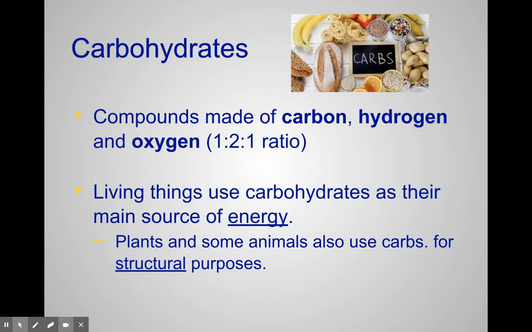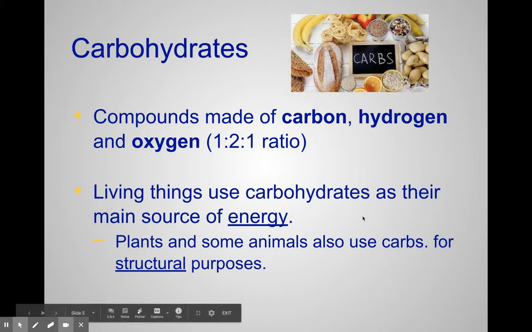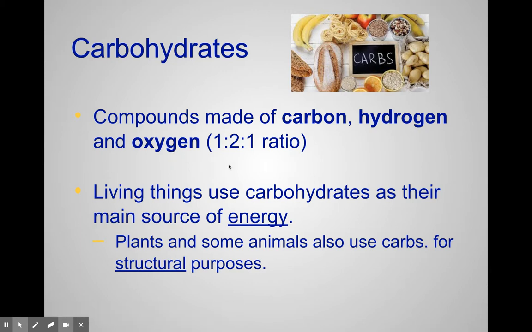So let's start with carbohydrates. Carbohydrates are compounds made up of carbon, hydrogen, and oxygen. It is a 1 to 2 to 1 ratio, meaning for every 1 carbon, there are 2 hydrogen and 1 oxygen. Living things use carbohydrates as their main source of energy, right? Our main source of energy as living things is food. So living things use carbohydrates as their main source of energy.